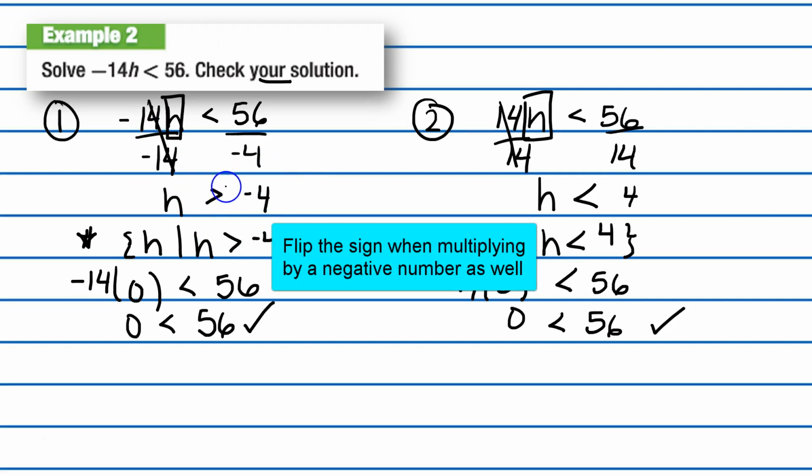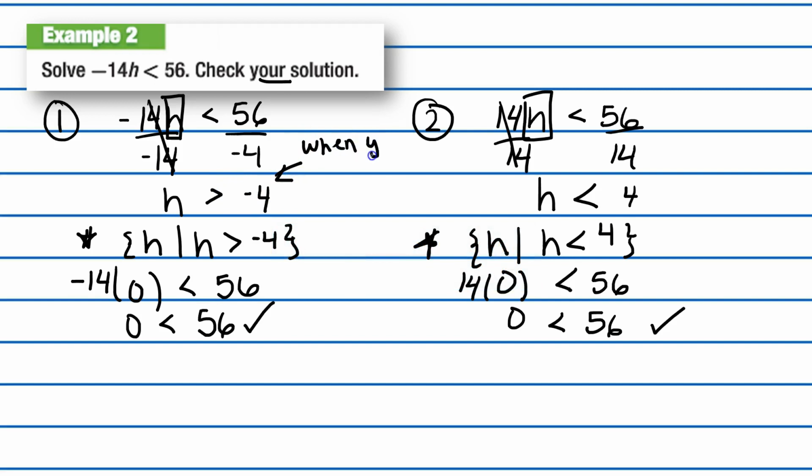So I'll make a little note here. When you divide both sides by a negative, the sign flips. And if it doesn't, it just stays the same. And there we go.